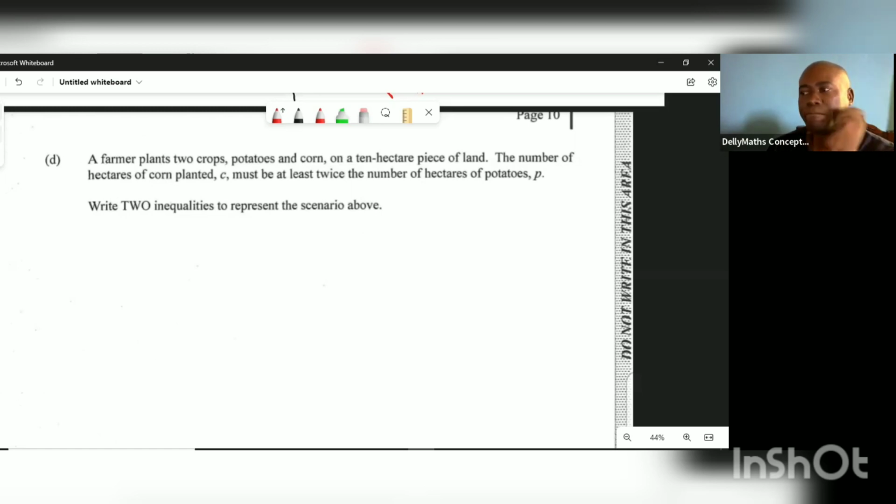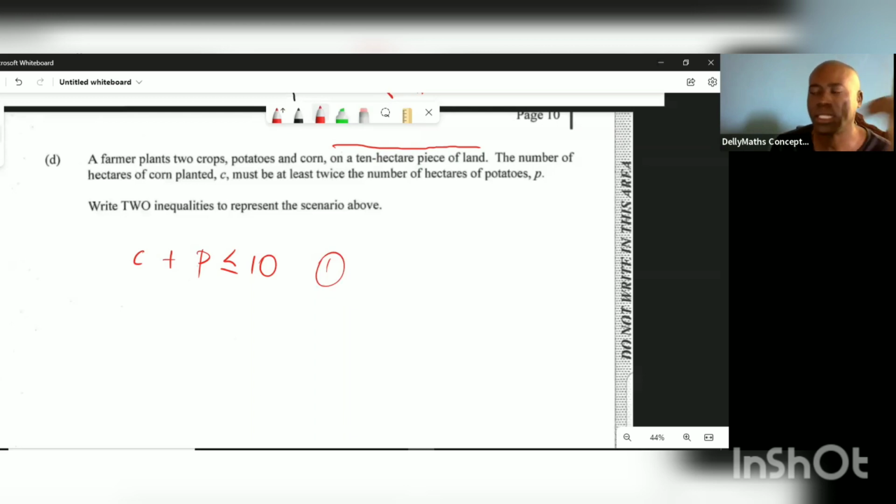All right. So we're dealing with potatoes and corn. So on a 10 hectare, so we know the limit there, 10. So then we're saying that the number of acres of corn, plus the number of acres of potato P, must be less than or equal to 10, because it cannot go over 10 hectare. So that's one inequality there.